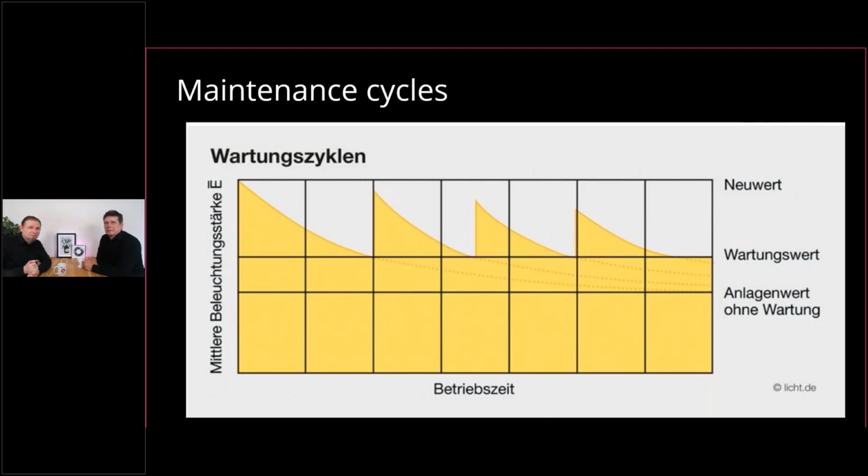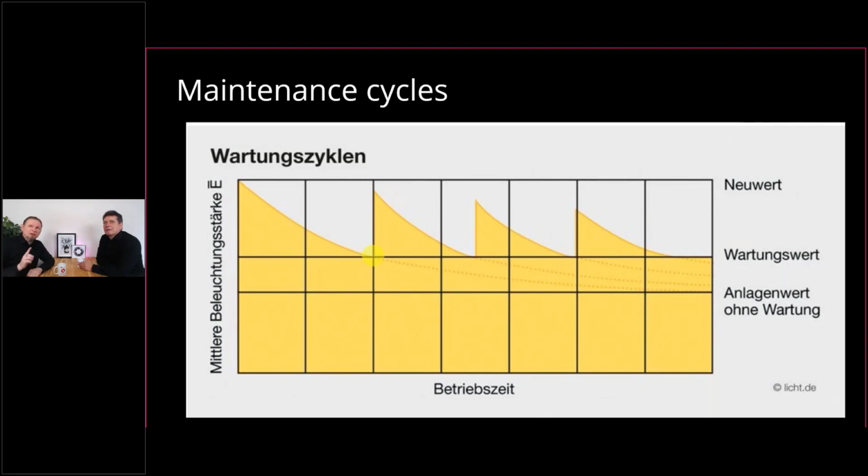Here it's about maintenance cycles. What we have here is the first point after the installation. In German we call it something like the new value, the initial value of your installation in illumination, and then after usage it drops down. Your performance, the illumination levels, will go down, and the level which is reached shortly before a maintenance cycle we call in German Wartungswert, in English the maintenance value. Exactly, the maintenance value.